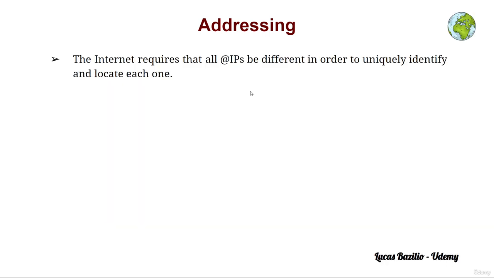As we know, the internet requires all the IP addresses to be different in order to uniquely identify and locate each one. So how is this done? Because in the internet we have lots of IP addresses. Well, the IP addresses that we use on the internet are called public IP addresses.